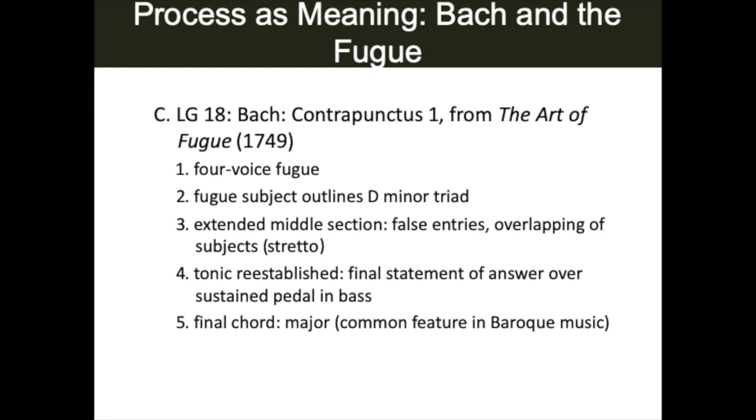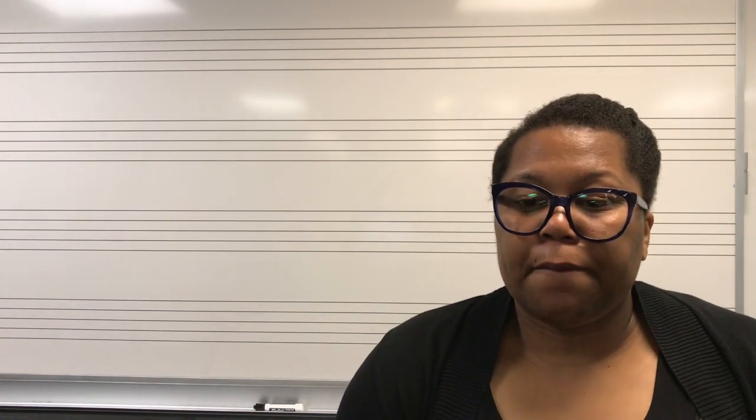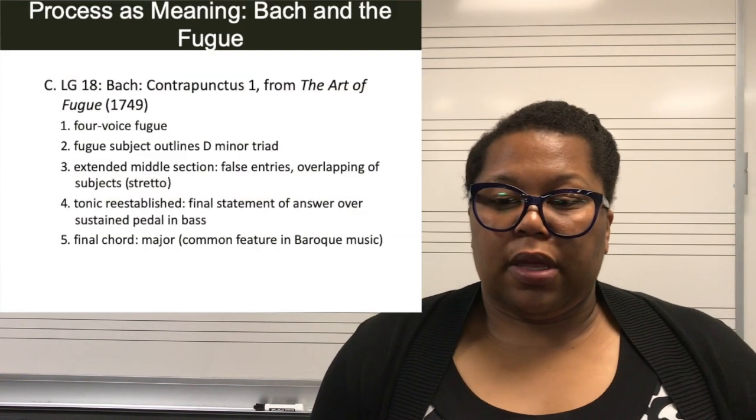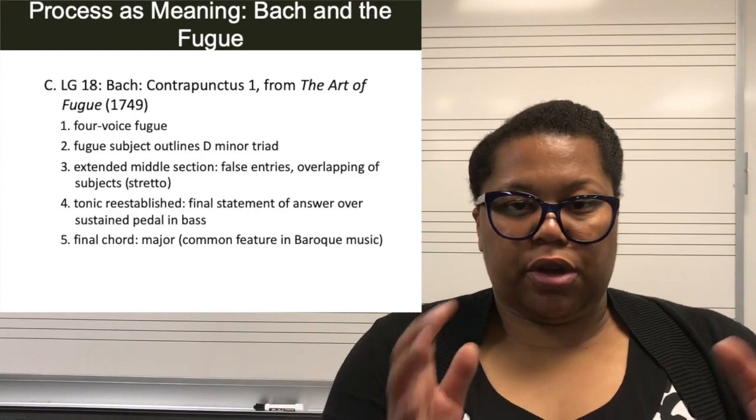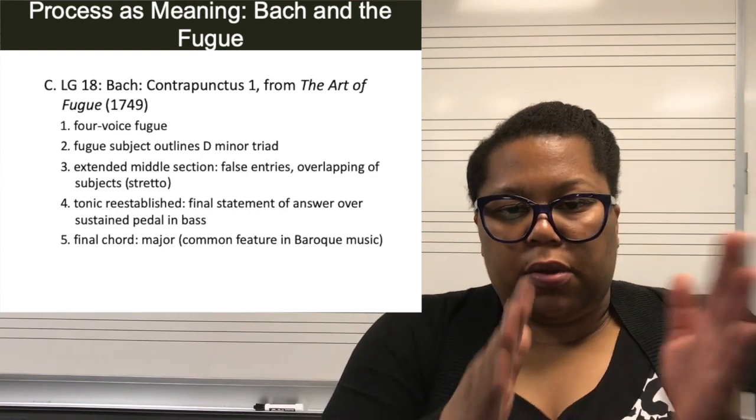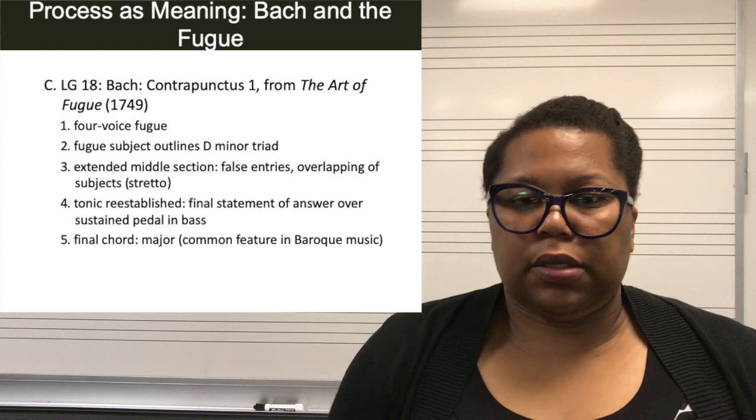And so for Listening Guide 18, Contrapunctus 1, The Art of Fugue, which was composed in 1749. This is a 4-voice fugue, and the fugue subject outlines the D minor triad. So if that's D, D, F, A, F, D, that's the D minor triad. It has an extended middle section with false entries and overlapping subjects, and that's the stretto. So the imitated parts are happening in overlapping sections.